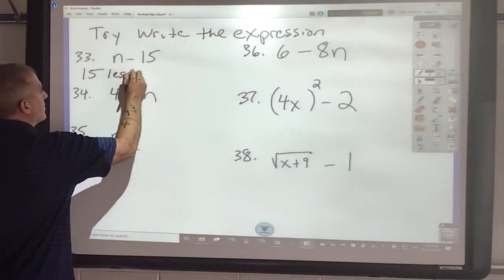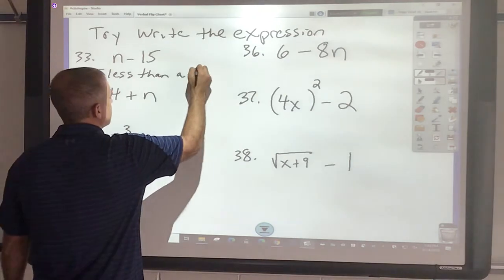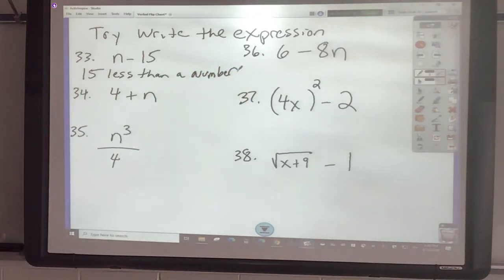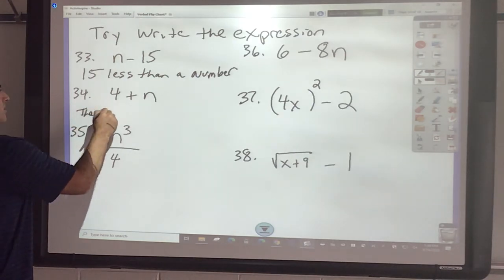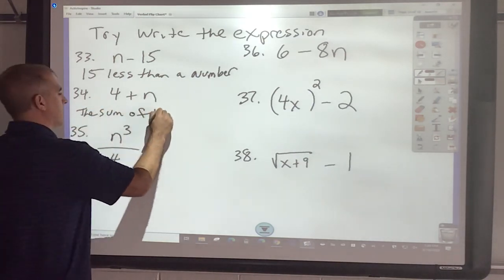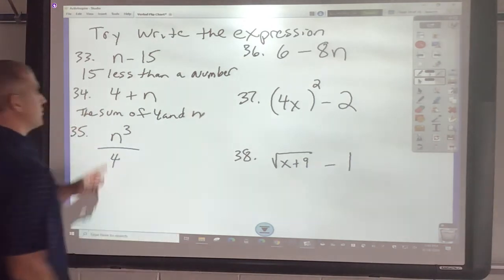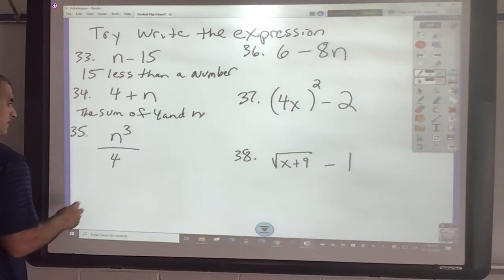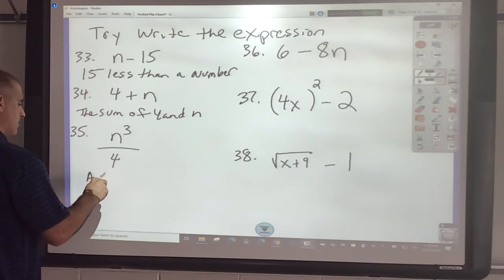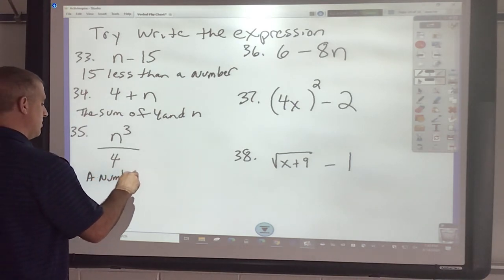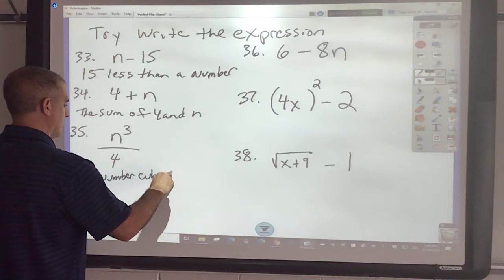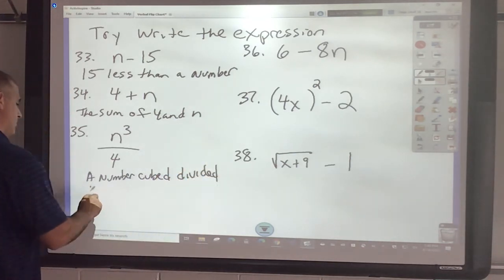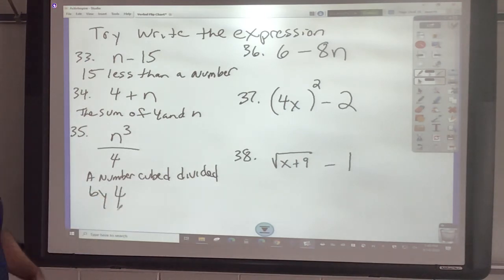15 less than a number. I think that's always easier just to automatically flip that. It just makes it easier. I would put, say, the sum of 4 and n. This one could also be 4 plus n. Okay? Let's say a number cubed divided by 4. Like I said, I will not be picky on these.